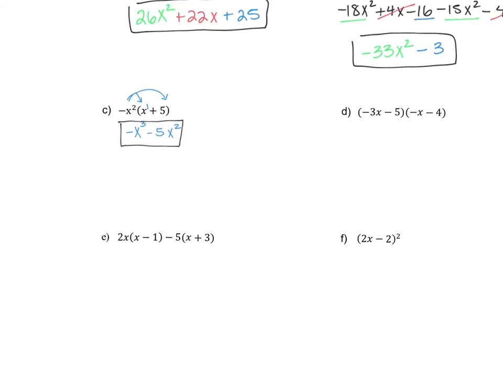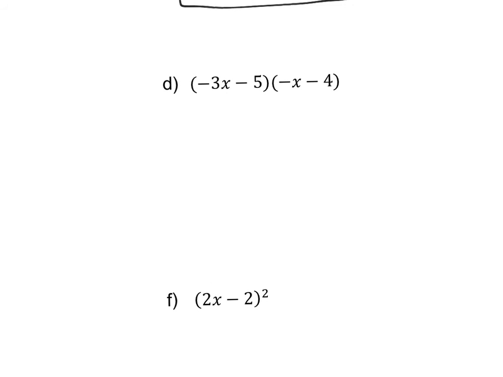All right, let's move on to part D here. So this one here, there are 2 polynomials, so I do need to FOIL in this case. So I need to multiply this x with this x and the negative 4 as well. So negative 3 times negative makes this a positive 3. And this x times this x makes it an x squared. This negative times this negative makes it a positive, and 3 times 4 makes it a 12. And I'll bring down the x that was in front to begin with.